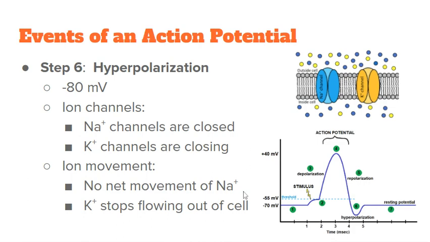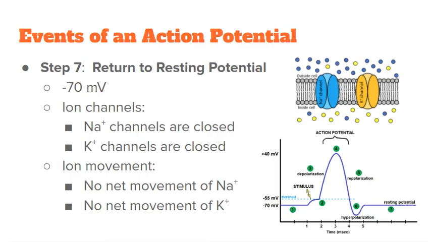So our sodium channels are still closed, but now the potassium channel is closing as well. So we don't get any movement of sodium and we don't get any net movement of potassium. Once those channels are closed, then we officially return to resting potential at negative 70 millivolts. So no ion channels are going to be open. Sodium and potassium channels are both closed, and we don't get a net movement of those ions either. No net movement of sodium or potassium.